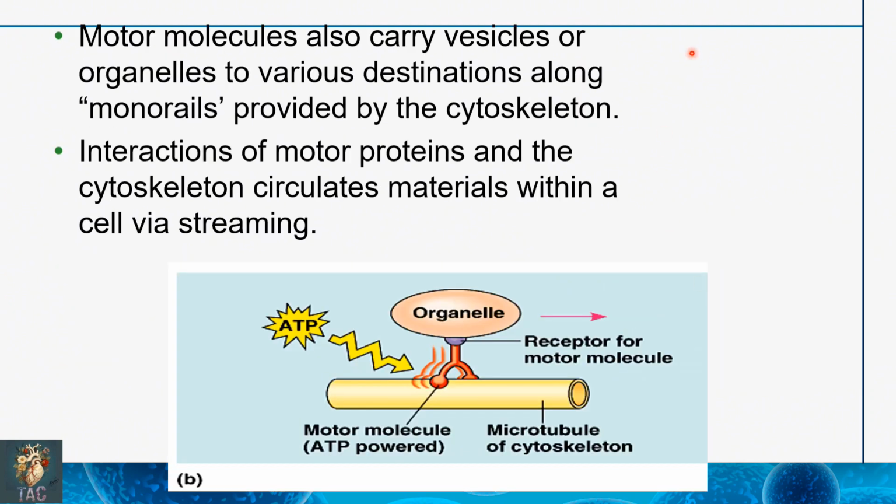So motor molecules also carry vesicles or organelles to various destinations along the monorails provided by the cytoskeleton. So this is acting as a monorail, and this one is the motor molecule to which the organelle is attached. Interactions of the motor proteins and cytoskeleton circulate the material within the cell via streaming.